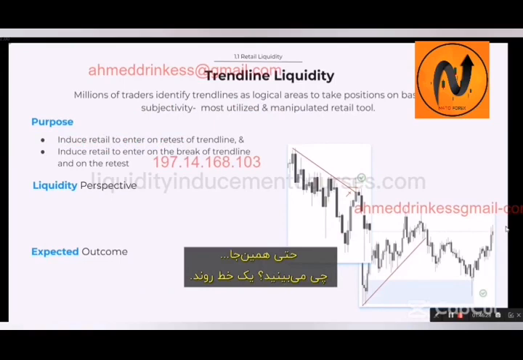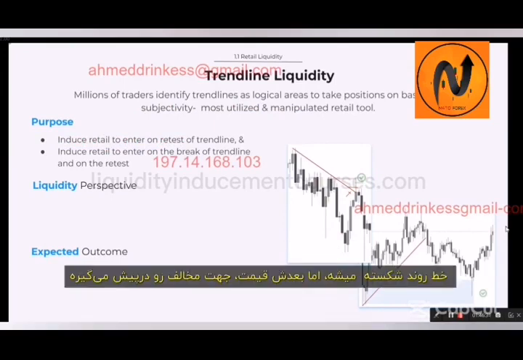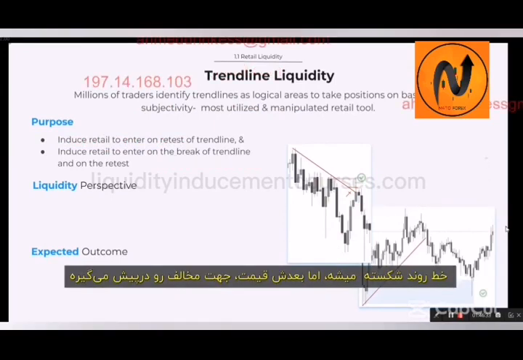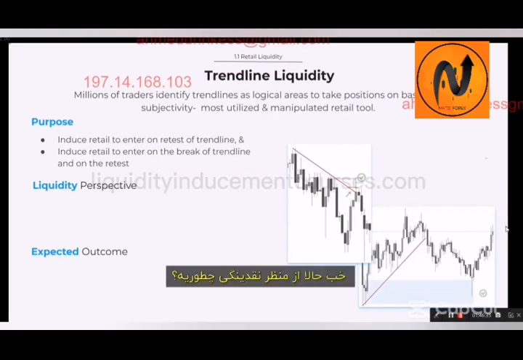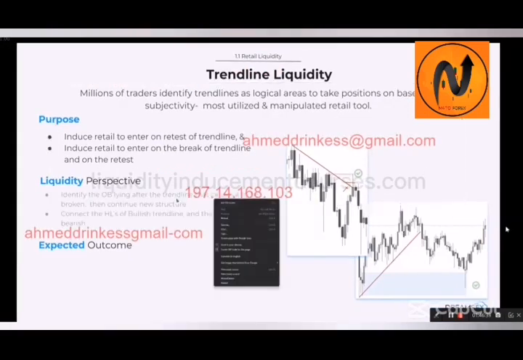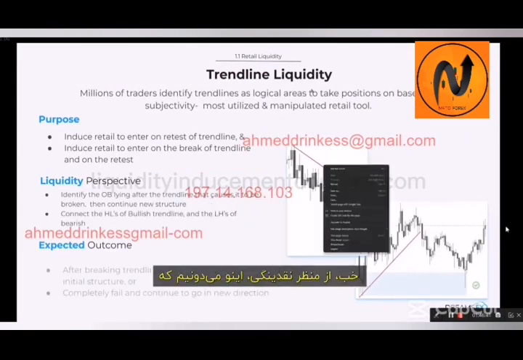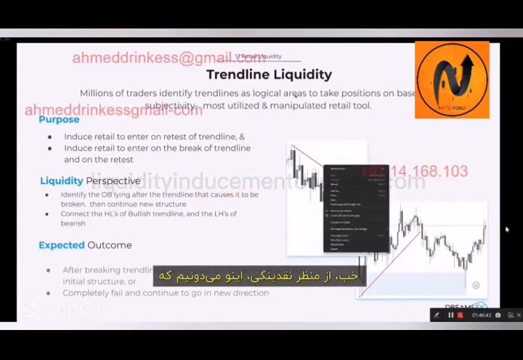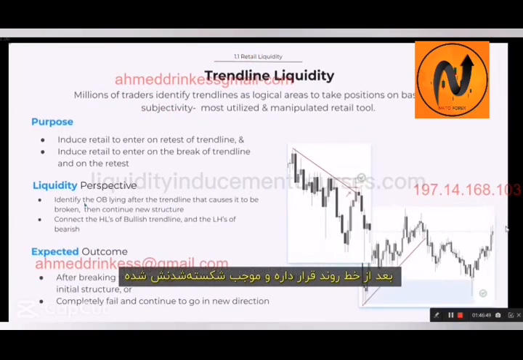Even over here, what do you see? A trend line. The trend line is broken, but then price continues in the opposite direction. So what is that from the liquidity perspective? From the liquidity perspective, we know that identifying the order block lying after the trend line that caused it to be broken is the order block we want to focus on.